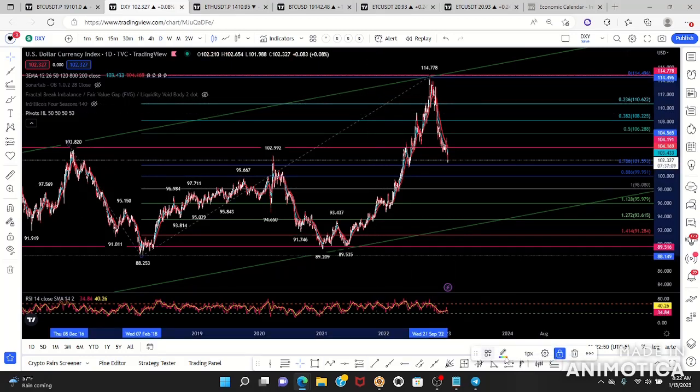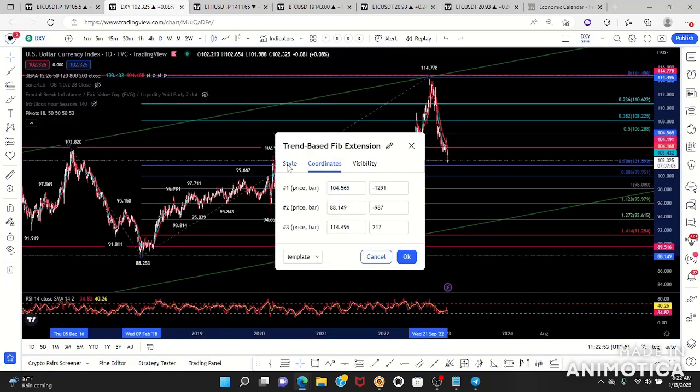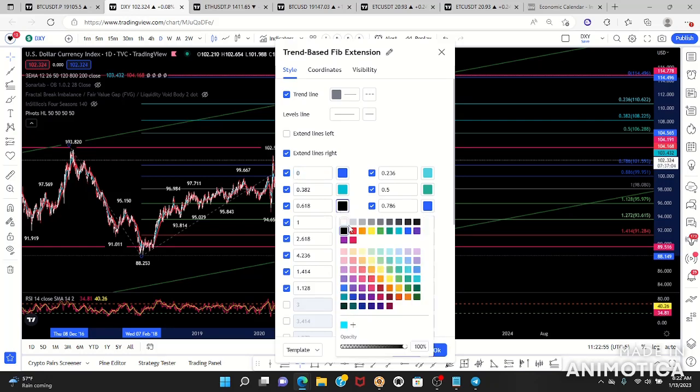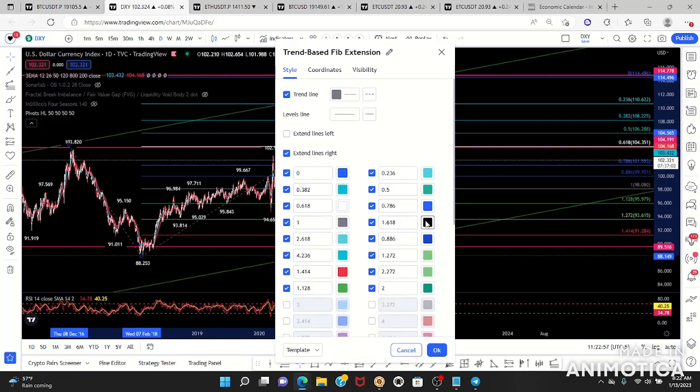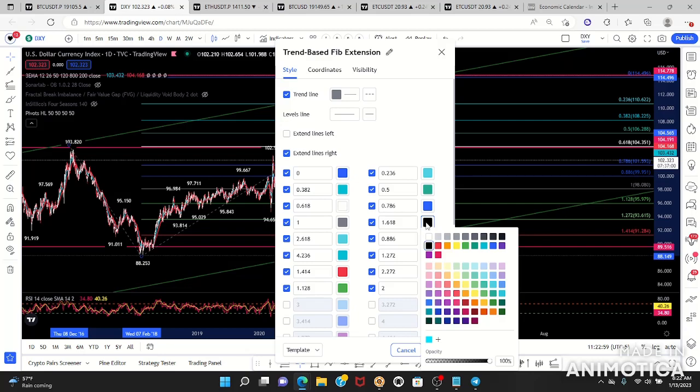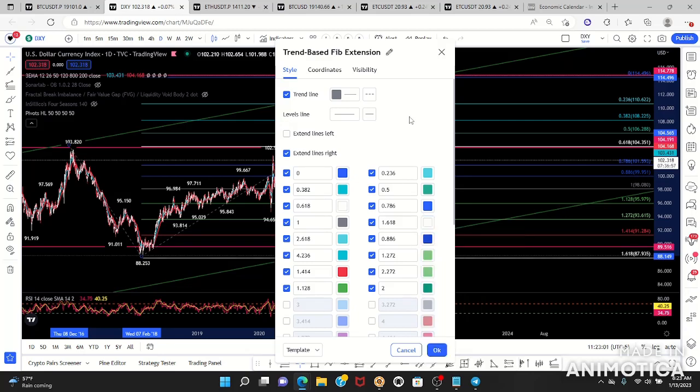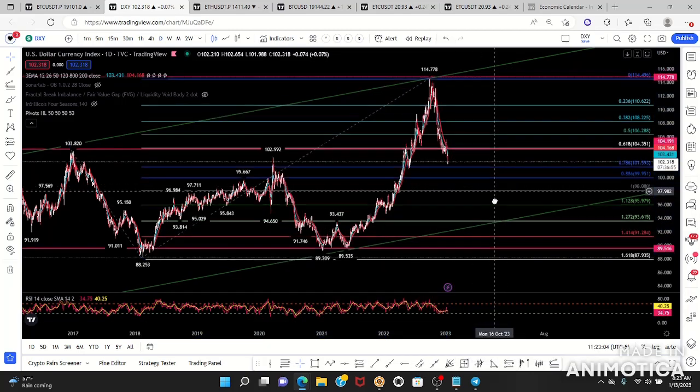I want to check something. Let me check my colors. Because sometimes, there you go. I knew I was missing some lines. So usually I use a white and black background. There we go. That looks better.